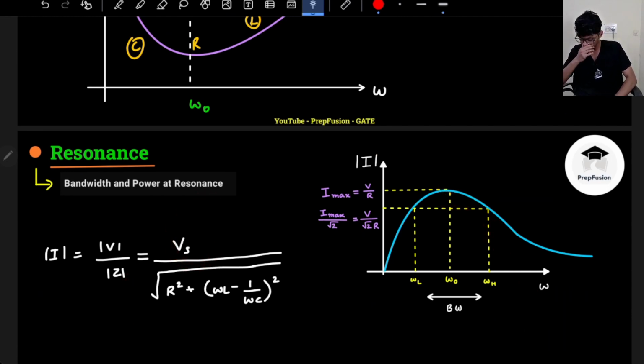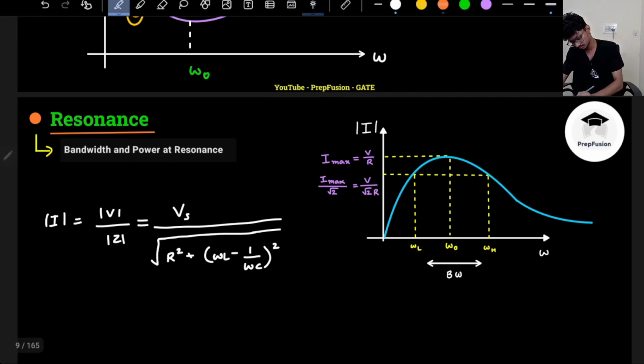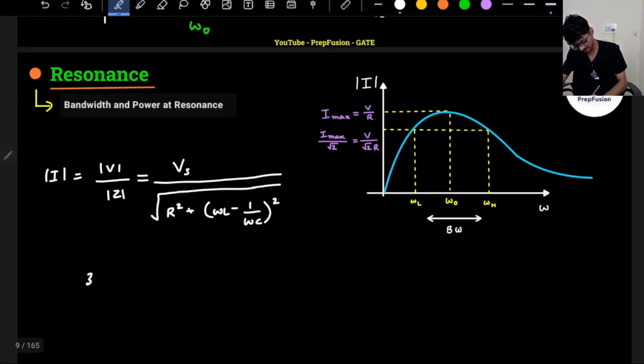Okay. Now there are a few important points. So what are the important points? First point is this one, at omega equals omega naught. Now there are two other points on the graph, omega L and omega H. Okay, so they are actually called the 3 dB points or the cutoff frequencies.